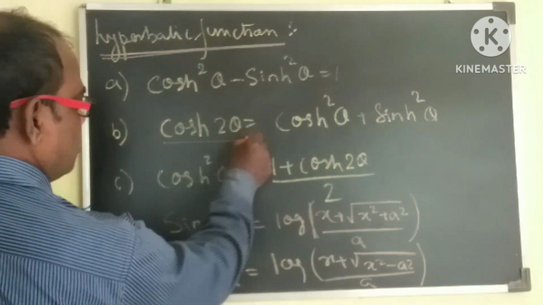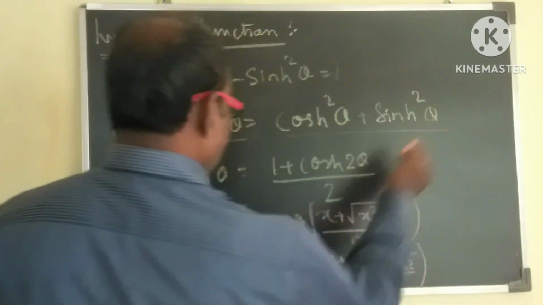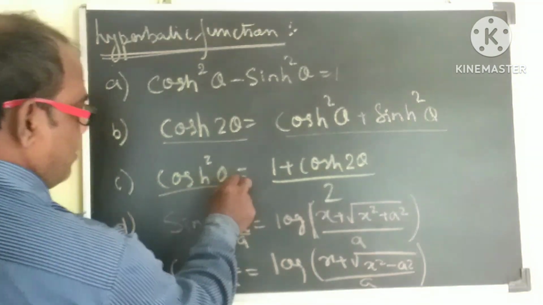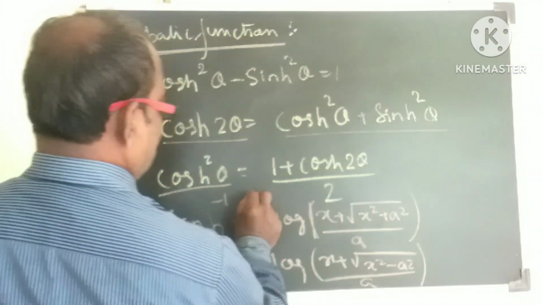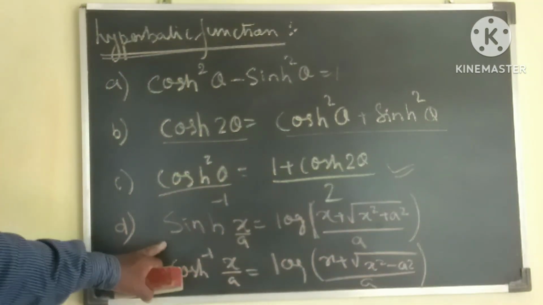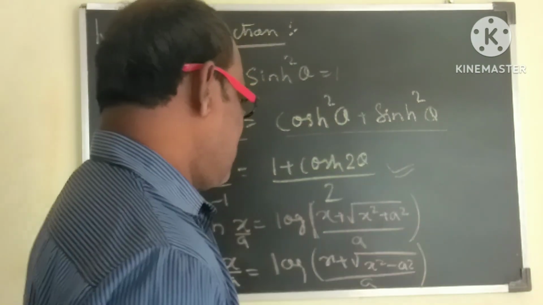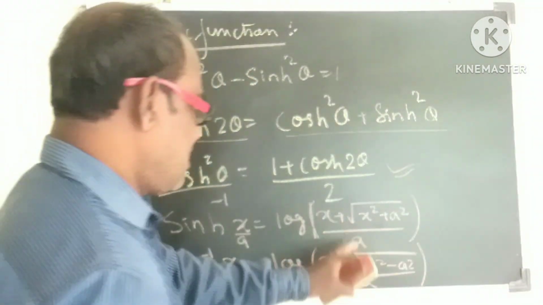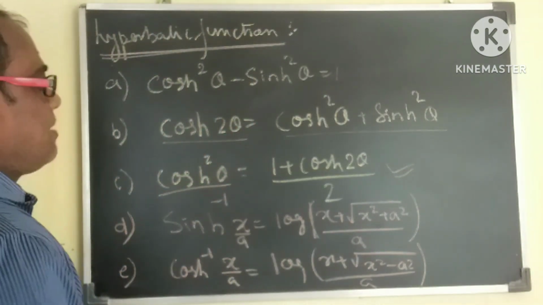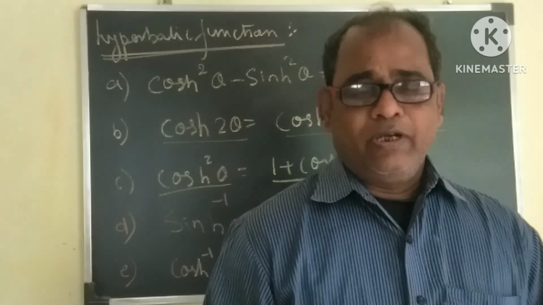Then cos h 2 theta is equal to this, then cos h square theta is equal to this. You have to know this formula also. And finally, sin inverse of x by a is equal to log of x plus root over x square plus a square. And for cos, just instead of plus, you write minus here. Now it becomes very simple to derive the next two integrals.